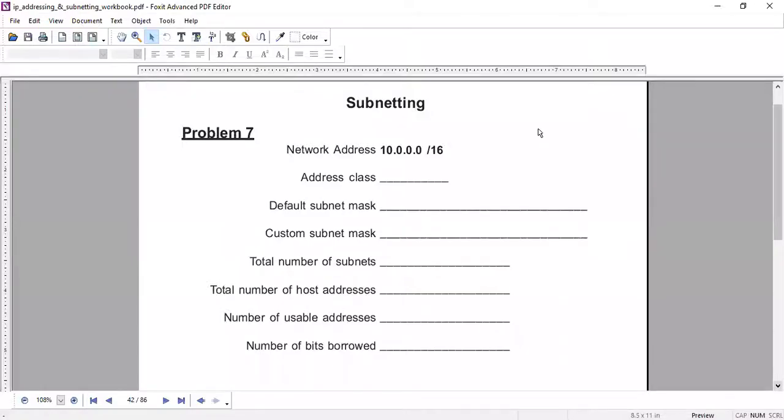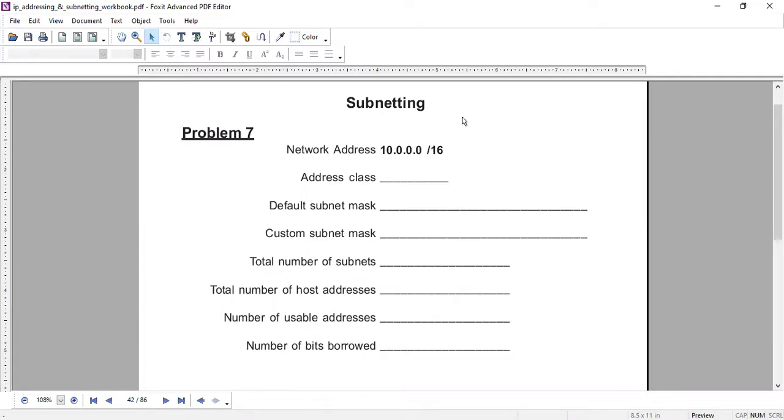Okay, here you are getting the number of bits you are using for the network. The slash 16 means 16 is the number of bits you are using for subnetting, right? So find out these things: address class, subnet mask, those things. Now they haven't mentioned how many subnets they need or how many hosts they need, but they have mentioned the number of bits taken for the network, that is 16, right?